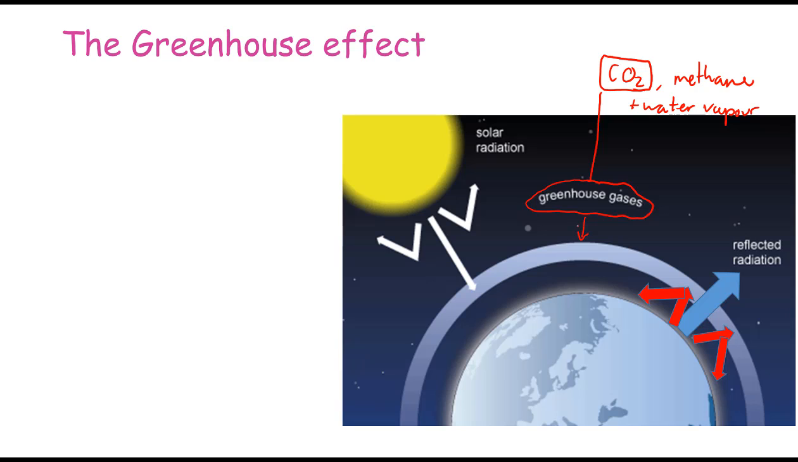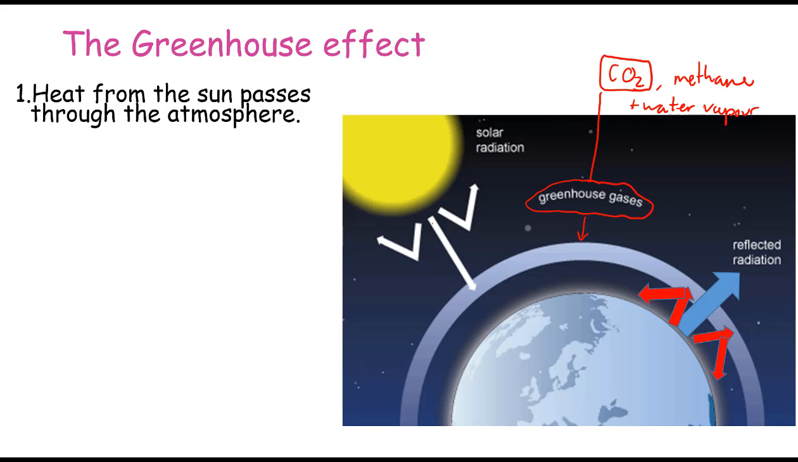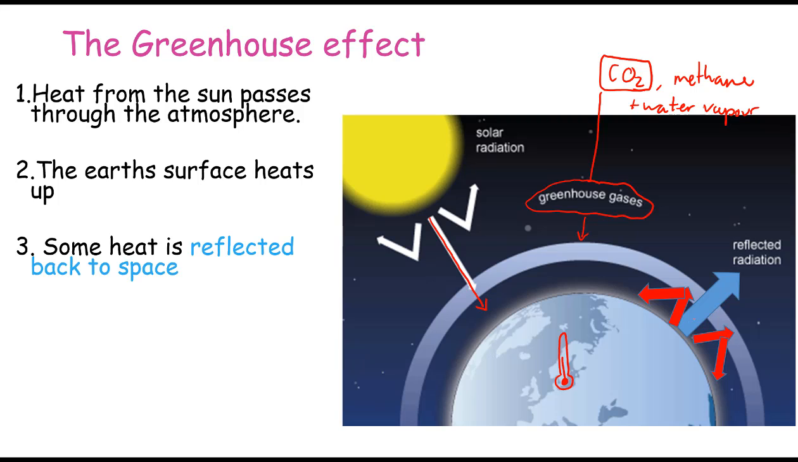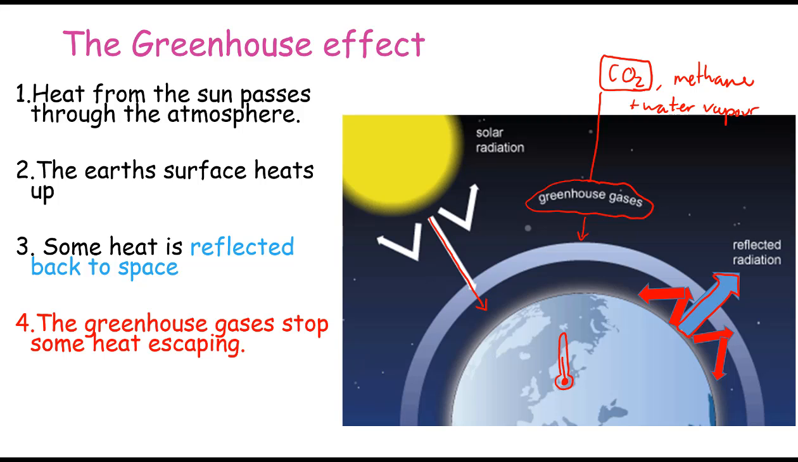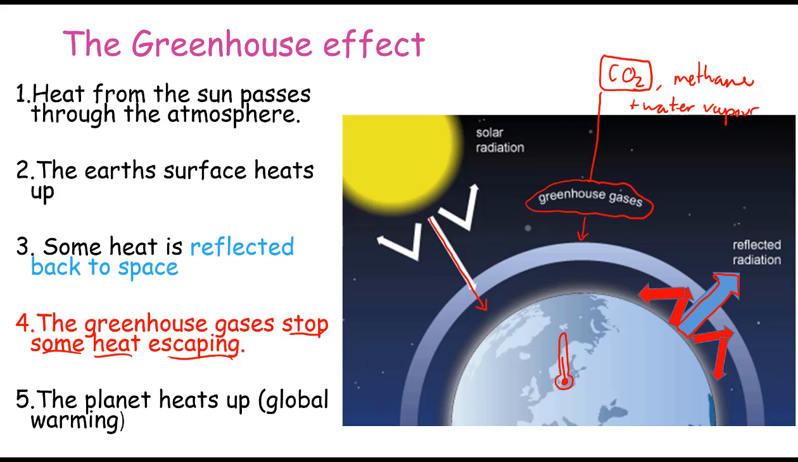And here's what happens. Heat from the sun can pass through the atmosphere. The Earth's surface heats up. Some of the heat is reflected back into space, which is shown by this arrow over here. But the greenhouse gases stop some of the heat escaping. So the planet heats up, or global temperatures rise.